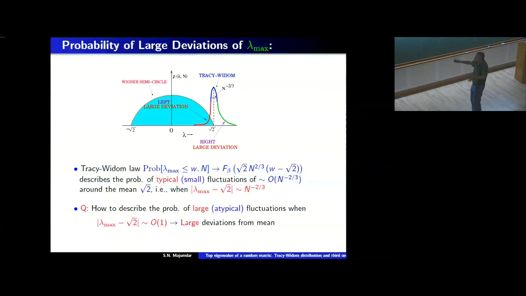So this deviation is of order 1 and not of order n to the power minus 2/3, which is a very small number. And in fact, this question is what we need, because the original question I set out with is: what's the probability that lambda max is less than 0? But 0 is here, so I'm looking for a deviation of order root 2, which is a large deviation. So in order to answer that question, Tracy-Widom is not enough. I have to actually look at the large deviation tails. So this is the original motivation for us to look at the large deviation tails, and let me just summarize the main results without giving you the derivation.